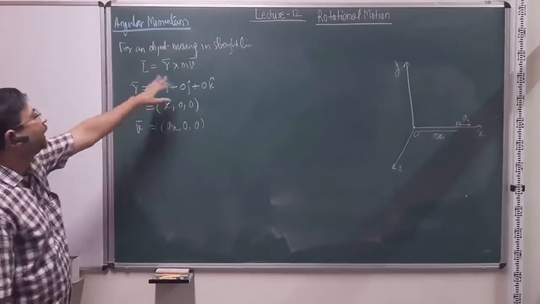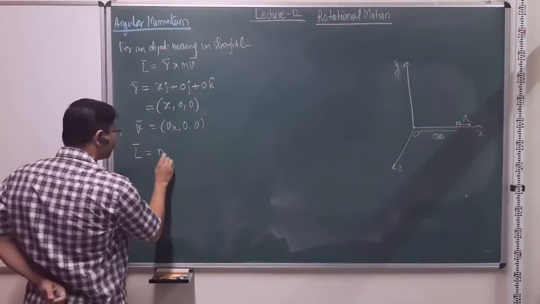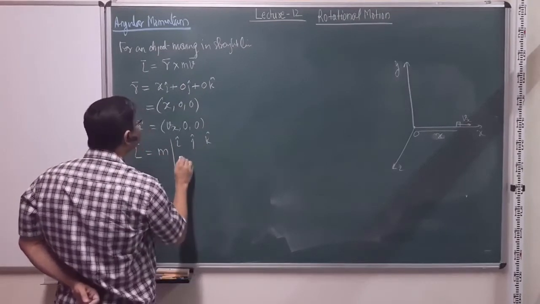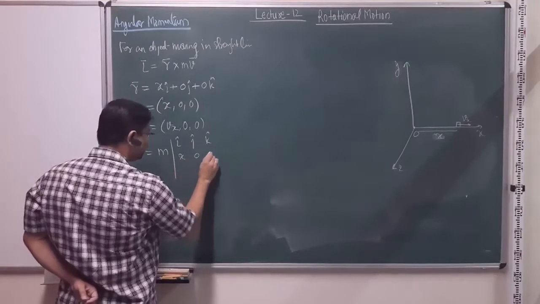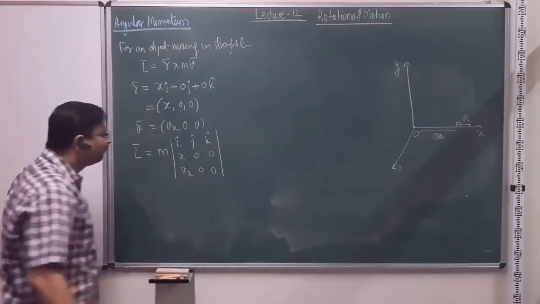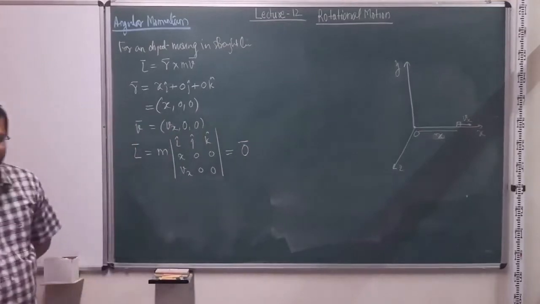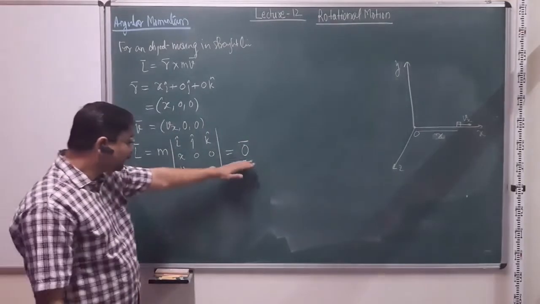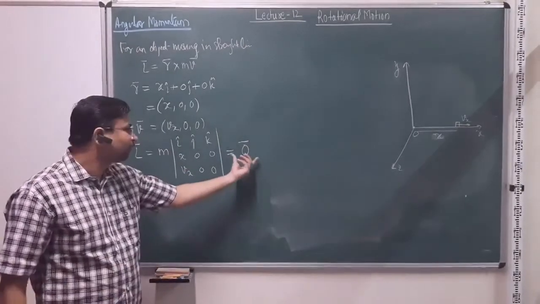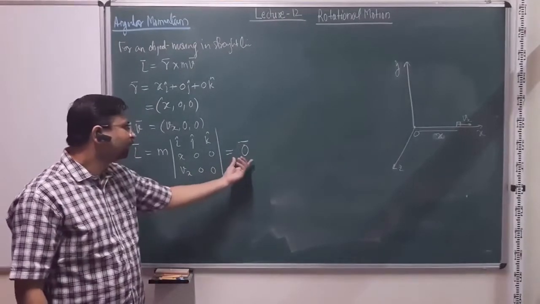The mass m we know is a constant. We can find out what is L. So L is m times the determinant of i cap, j cap, k cap, r, which is x, 0, 0, and v, which is vx, 0, 0. We can get this determinant, and what this gives us is a vector which is a null vector. Of course the determinant will be 0, but we are not looking for the determinant value. We are looking for the vector whose components are described by this determinant. So it's a null vector.